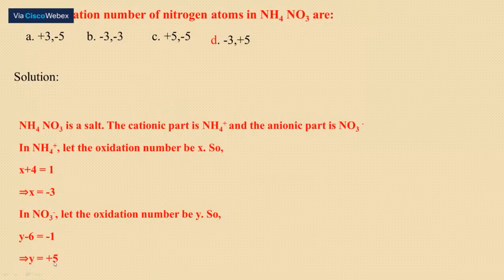Then the answer: the first option is wrong, because it is given as +3 and -5. The second option again is wrong. The third option, no, it is wrong. And the fourth option is correct, according to what we have calculated: the oxidation numbers of the nitrogens in the given molecule are found to be -3 and +5. This is the answer.